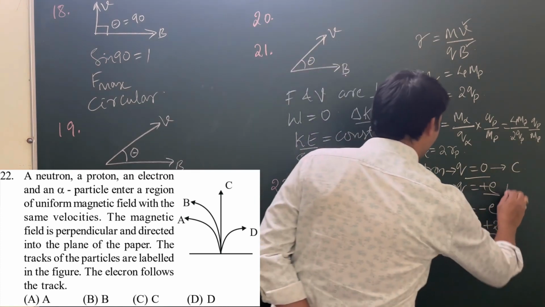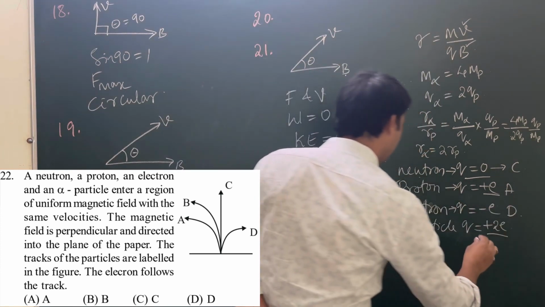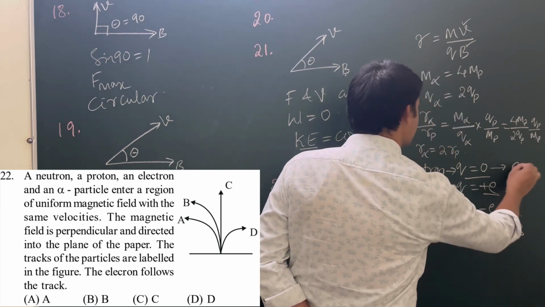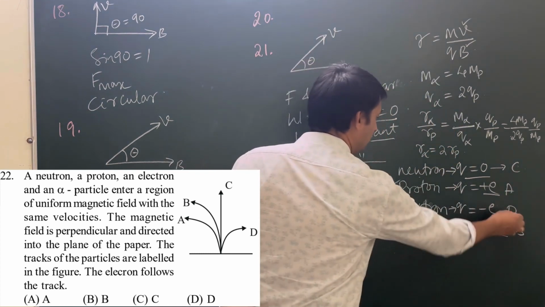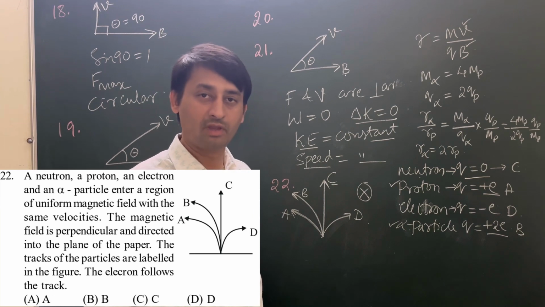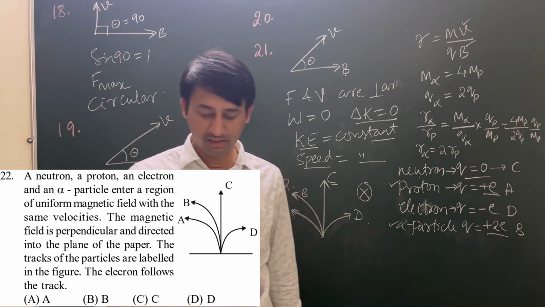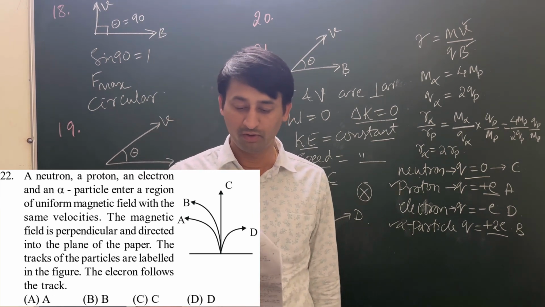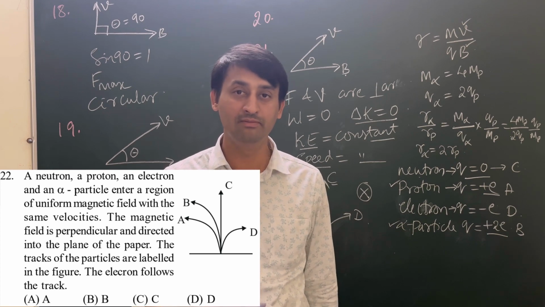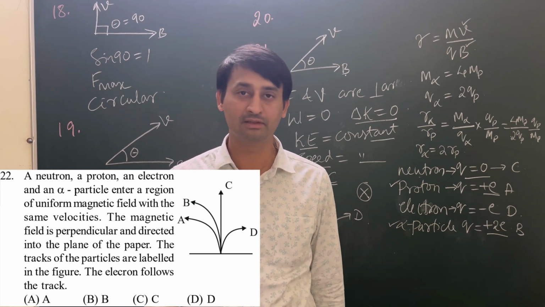A is proton, B is alpha particle, C is neutron and D is electron. So in this case they have asked for the electron. For electron it is option D. D is the correct answer.